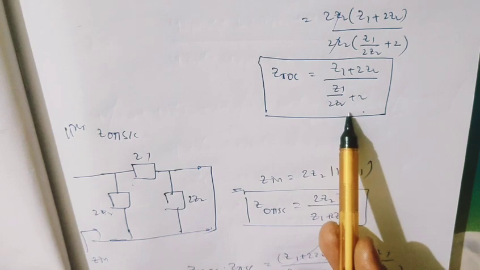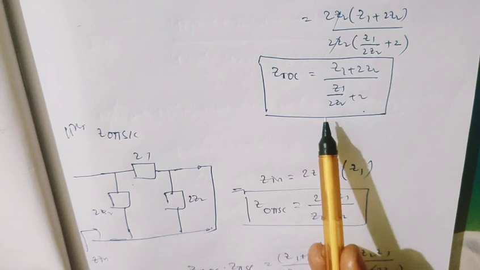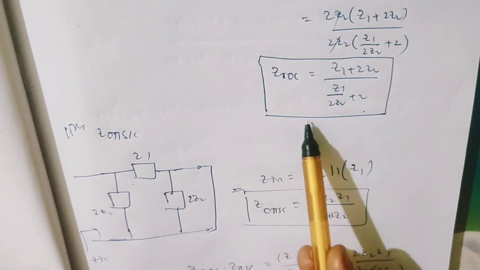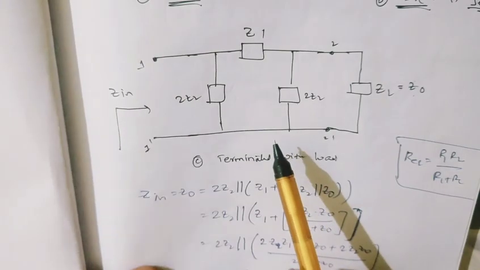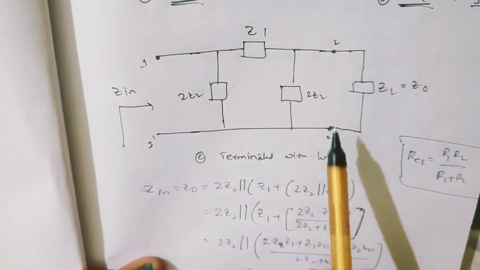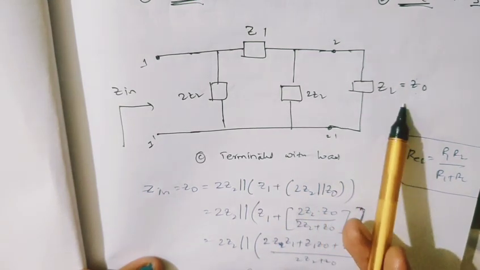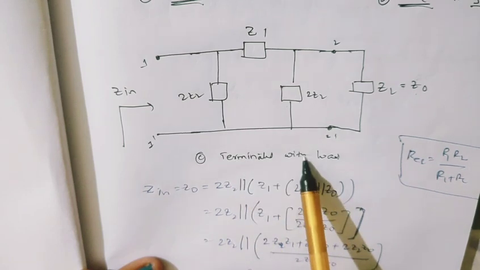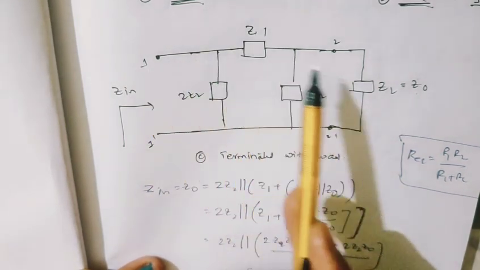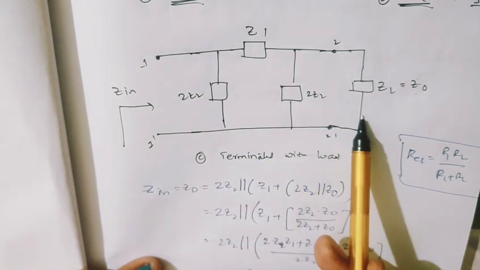Now we will see what happens if we terminate the second port with a load, when we calculate the total characteristic impedance of a symmetrical pi section. For this purpose, I am terminating the second port with a load value equal to the characteristic impedance. So this is a correctly terminated network, a symmetrical pi section network terminated with a load.